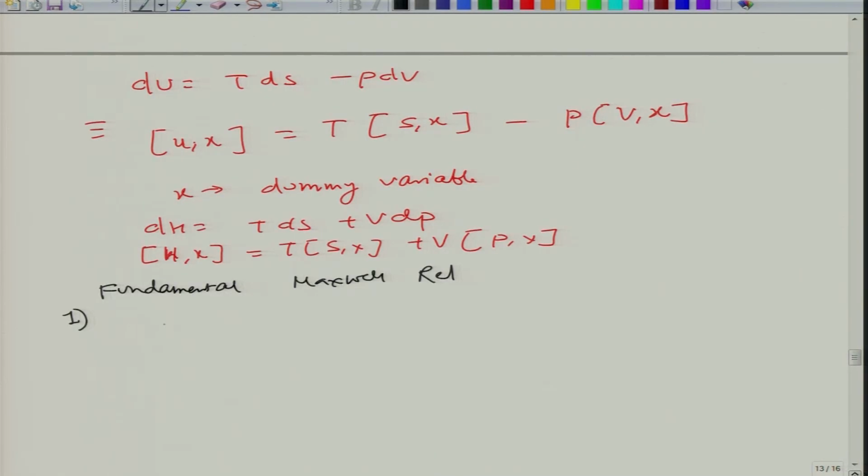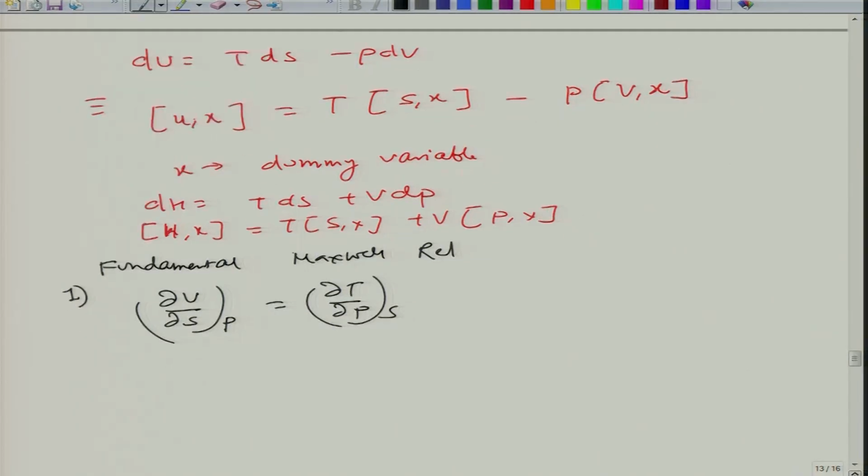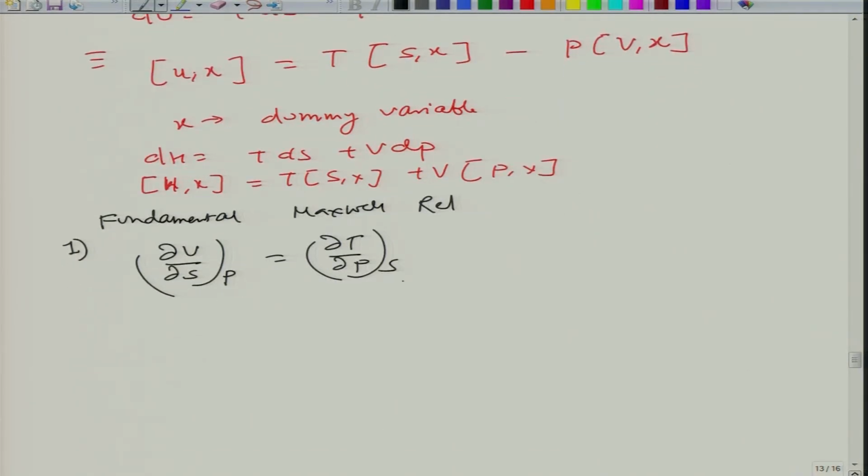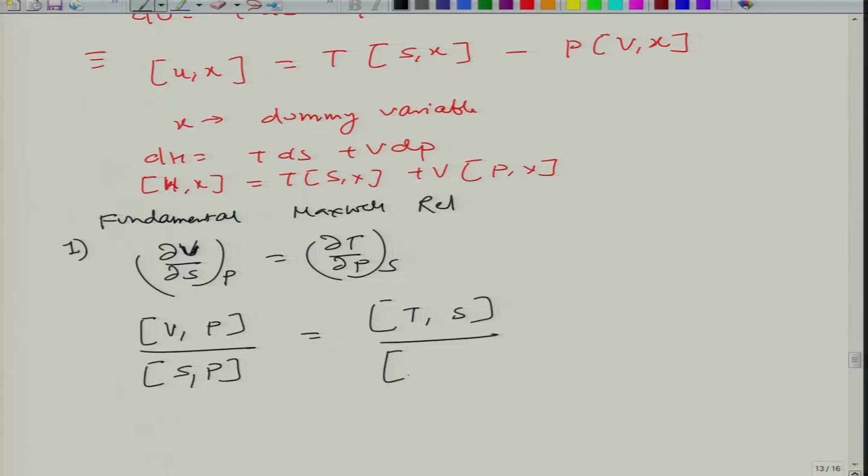Okay, so I am going to write this as (∂V/∂S) at constant P is equal to (∂T/∂P) at constant S. This is the first Maxwell relation which we have. Now, I would like to see what kind of expression it will yield if we apply the Jacobian method. So, if you apply the Jacobian method, this is ∂(V,P) over ∂(S,P), and this is ∂(T,S) over ∂(P,S).